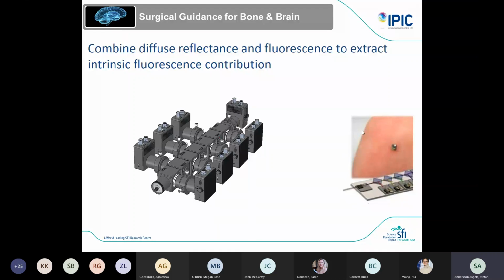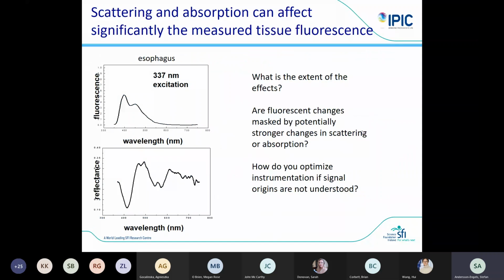This system is to combine fluorescence and diffuse reflectance to do the best possible diagnostic technique, and to be able to build it as a very, very small device that we could implement in surgical tools. So we could actually help the surgeon during surgery without this optical fiber coming out.